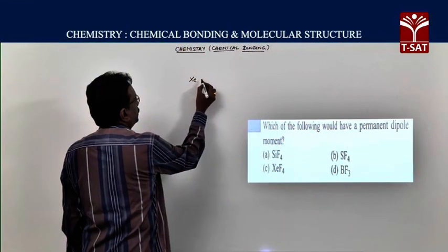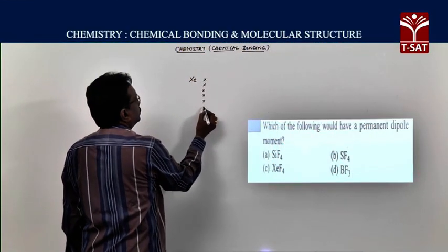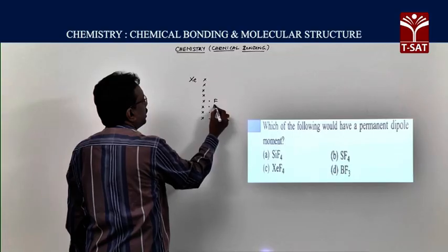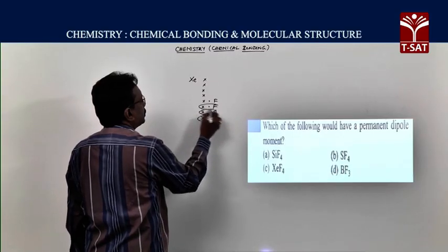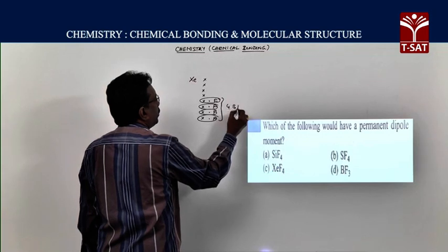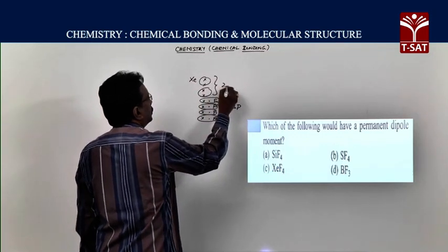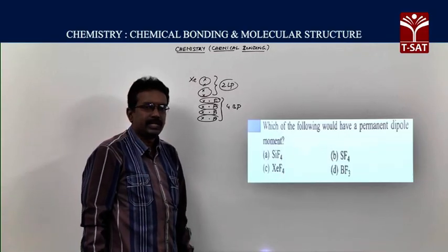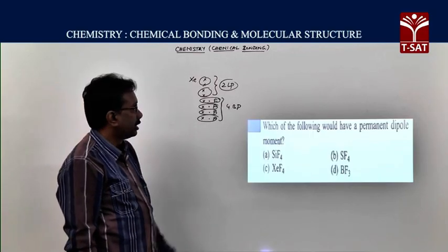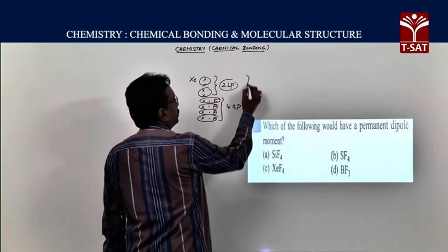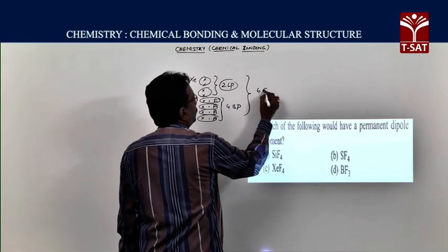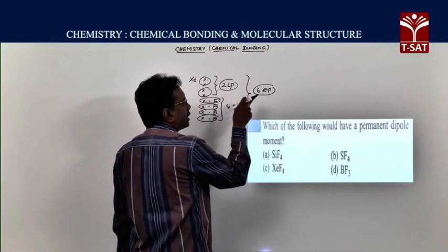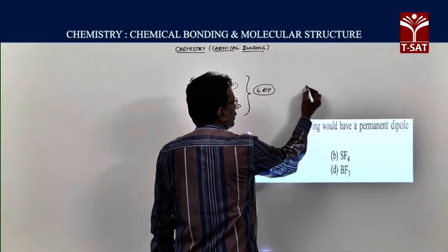In XeF4, xenon central atom contains 8 valence electrons, 4 fluorines are there. That means we are getting 4 bond pairs and we are getting 2 lone pairs also. So if we have lone pairs, immediately you are expecting some distortion in the shape, but even though lone pairs are there, totally 6 electron pairs are available. If we have 6 electron pairs, the electron pair structure is octahedral.